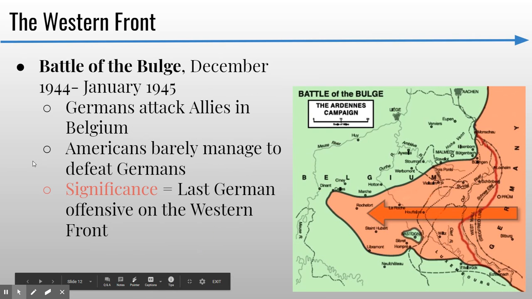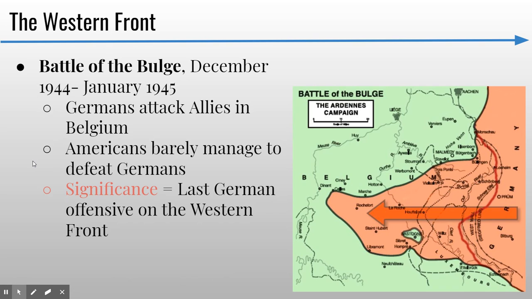Finally, in the Battle of the Bulge, this happens in December of 1944 into January of 1945, so right around the New Year. The Germans attack the Allies in Belgium, and this is kind of the Germans' last gasp of their army. They take everything they have and they throw it at an area where the Americans are holding the line in Belgium, right above France.